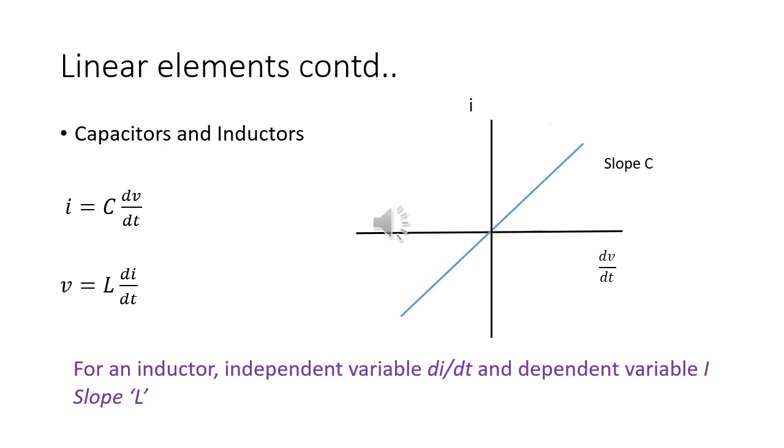Both capacitors and inductors are also linear elements. Both of them obey the earlier mentioned properties, scaling as well as additivity. And you can also see the characteristic curve. If I plot a characteristic curve between dV by dt along the x-axis and I along the y-axis, the curve will be a straight line passing through the origin. For an inductor, the same is the case. If I plot di by dt along the x-axis as the independent variable and v along the y-axis as the dependent variable, again the curve will be a straight line, and the slope will be equal to L.